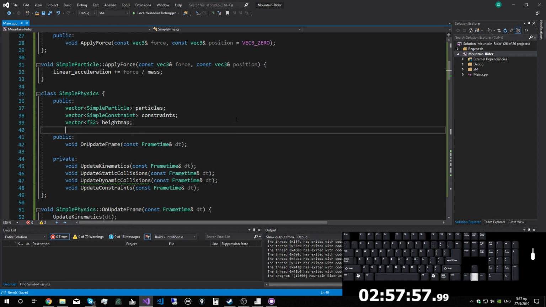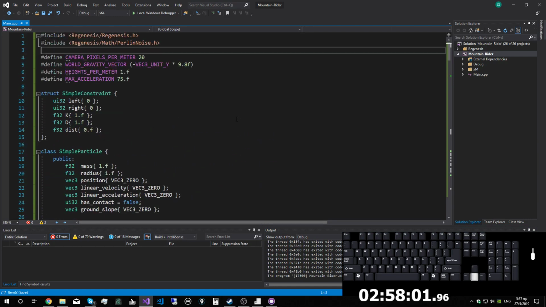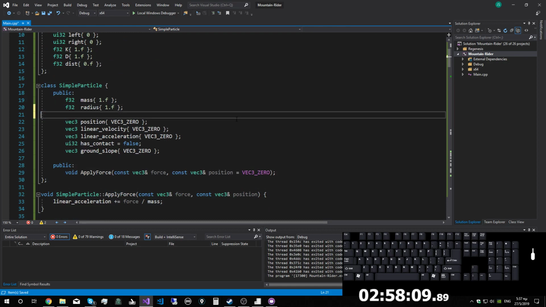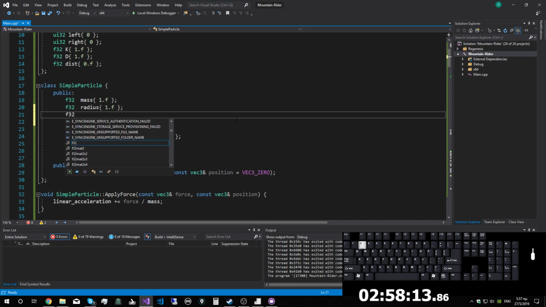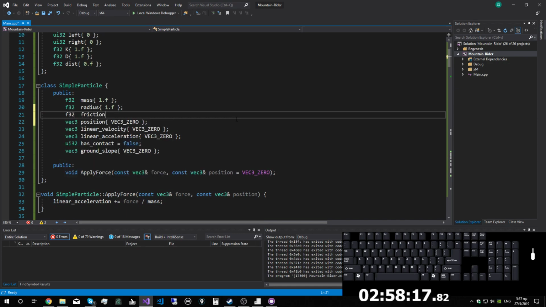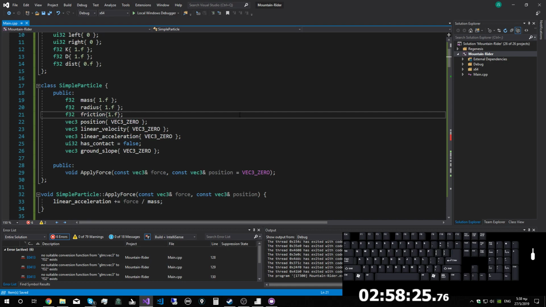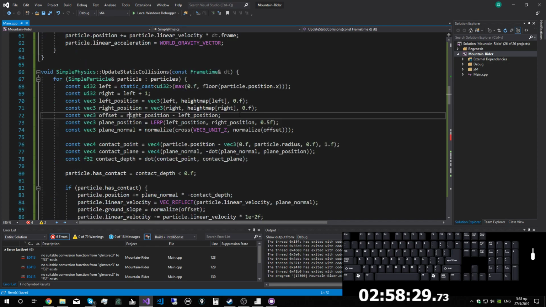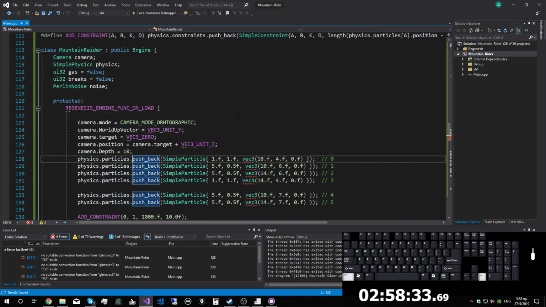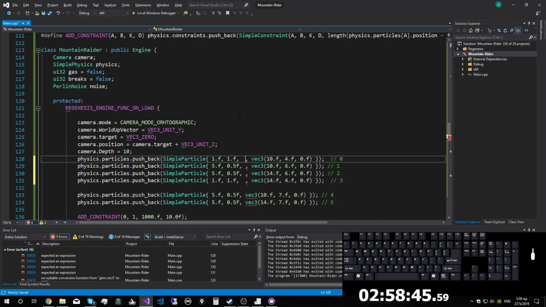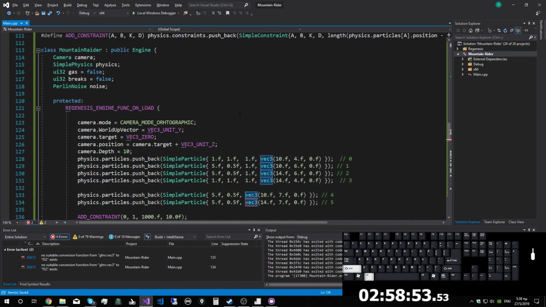And also, we need to have the friction a value here. So for this simple particle, we will have a value, and it will specify the friction it will have with the ground. Okay, let's do that one like this. And now, yeah, this guy is complaining. And let's do that like this and like this.